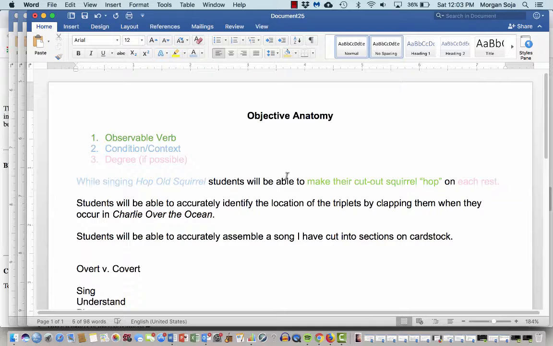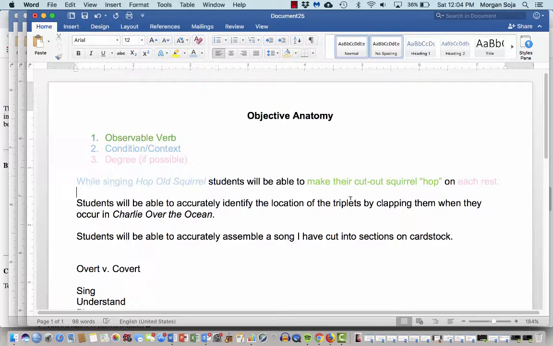So that's what we've got. I don't know if that's the same color. That's okay, we're going to live. So the students will be able to do this thing. They're going to make their cutout squirrel hop while singing Hop Old Squirrel, and the degree to which we want them to do it is on each rest when it occurs. So that's a pretty good objective. It has something that we can see.